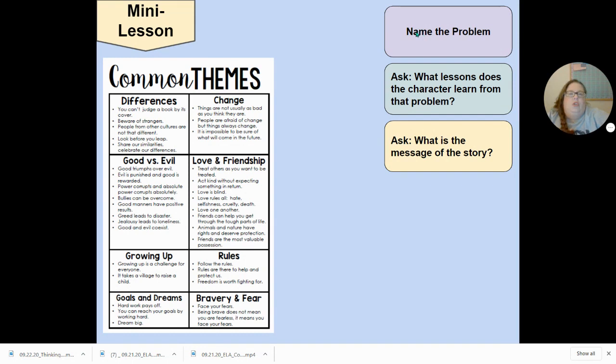So in order to determine what the theme is, you first must name what the major problem is in the text, and then ask what lessons the character learns from that problem, and then ask what is the message of the story.